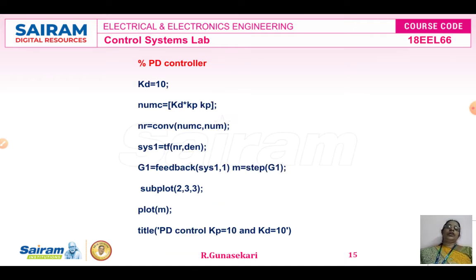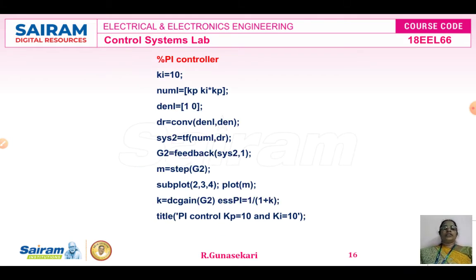Next, the PD controller. For the given transfer function the gain is Kd equal to 10. So the numerator is Kd multiplied by Kp and then Kp. So the NR is equal to the convolution of numerator C and numerator. This is system 1. Then we get the next transfer function. Then we subplot, and we get the PD controller step response.